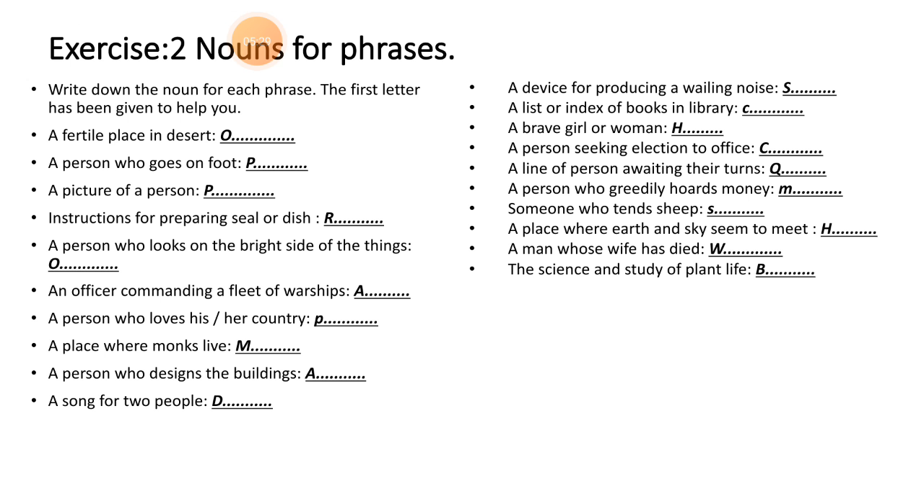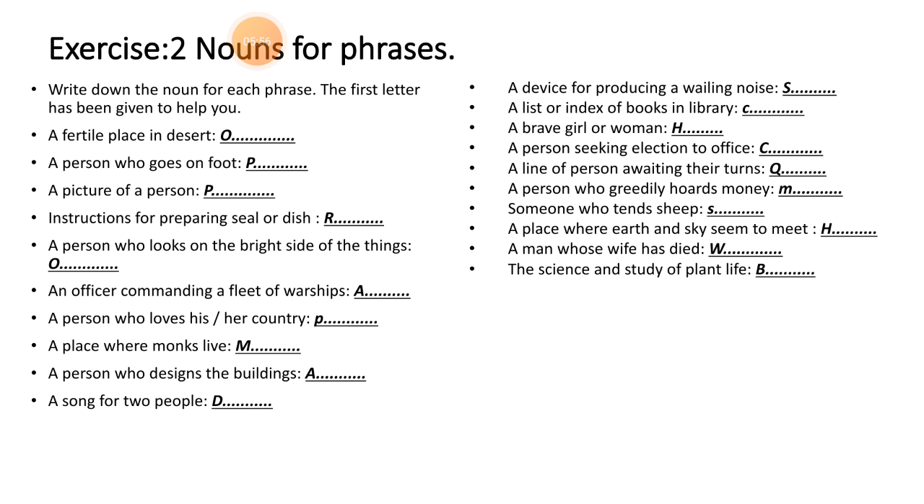A person who designs the building. A song for two people. A device for producing a wailing noise. A list or index of books in library. A brave girl or a woman. A person seeking election to the office. A line of persons awaiting their turn. A person who greedily holds money. Someone who tends sheep.